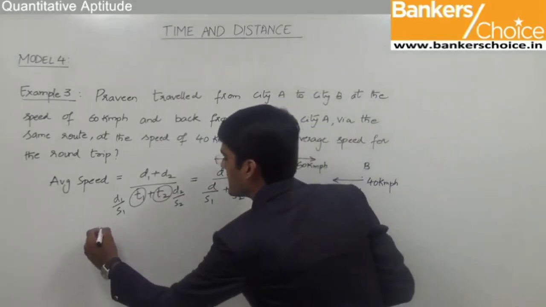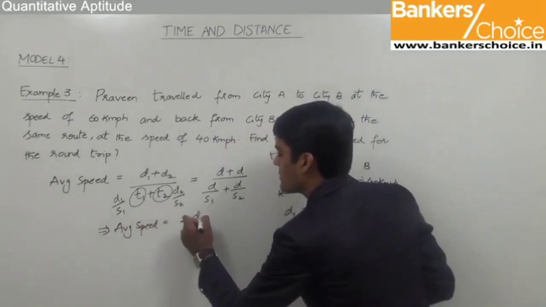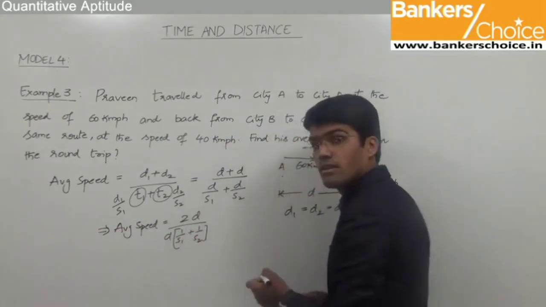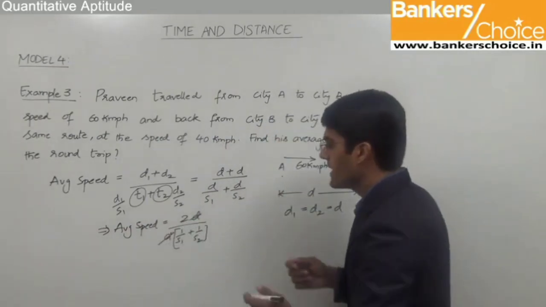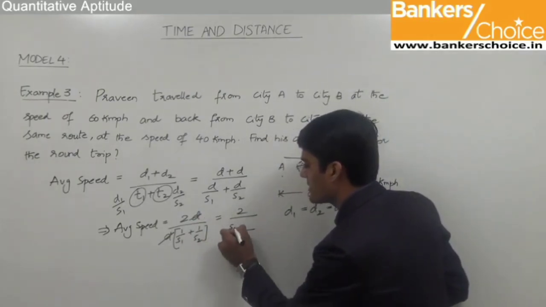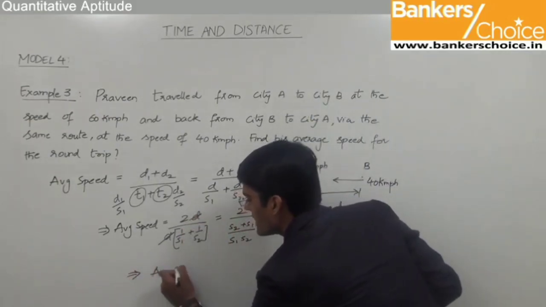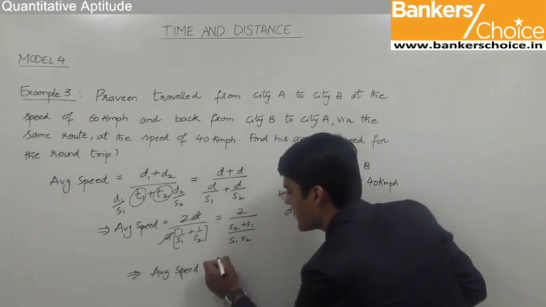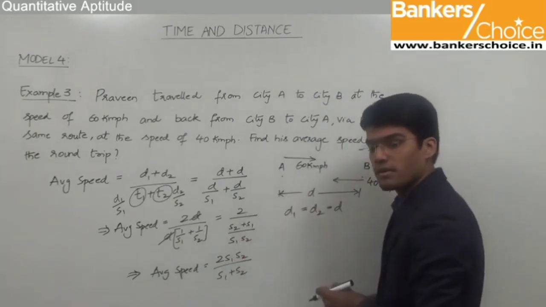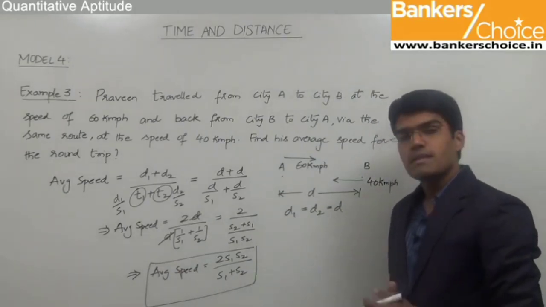If we simplify this, we can say that average speed will be equal to d plus d, that is 2d, by, if we take d common here, we get 1 by s1 plus 1 by s2. So d and d get cancelled, and now we can simplify this as 2 divided by, if we take s1 s2 as the LCM, we get (s2 plus s1) by s1 s2. So from this we can say that the average speed now can be taken as 2 s1 s2 divided by s1 plus s2. Why? Because s1 s2 goes in the numerator. So here the average speed is equal to 2 into s1 into s2 divided by s1 plus s2.